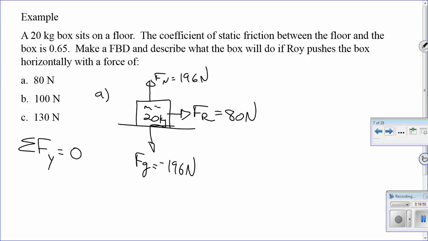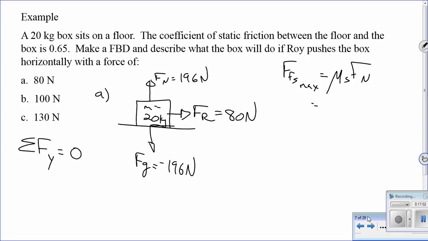finding our maximum force of static friction. So let's find our force of static friction max. Well, that's equal to the coefficient of static friction times the normal force. So my coefficient was 0.65. My normal force we just found, that's 196 newtons. Multiply those, and you've got 127.4.